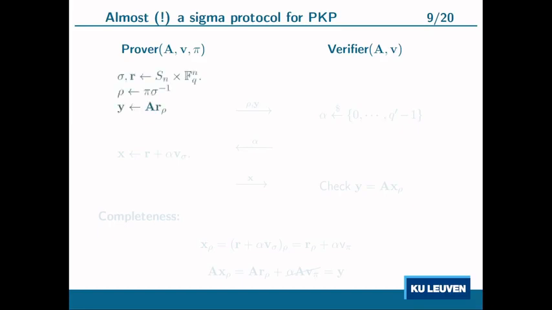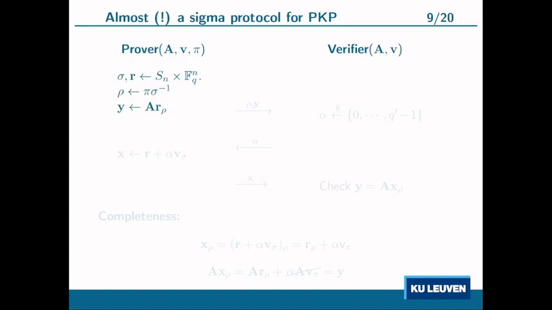The prover starts the protocol by sampling a random permutation sigma and a random vector R. Then he masks his solution pi with the inverse of sigma to compute a permutation rho, and he computes y as A times R permuted with rho.